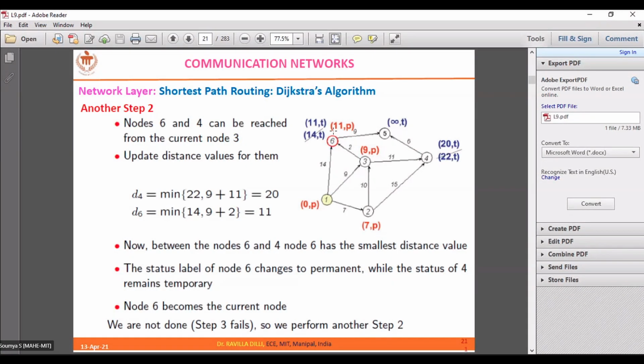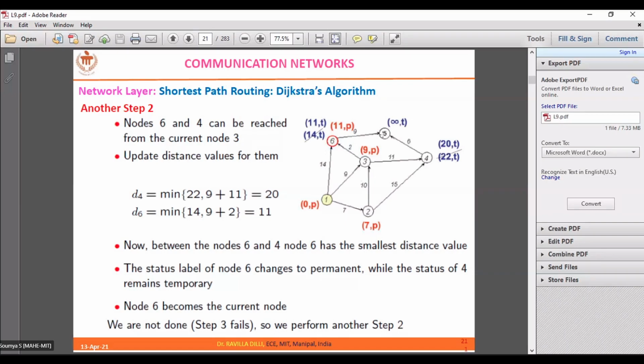Now you choose which will be the next working node. 6 is 11, 5 is infinity, 4 is 20. Which among these three is the least? Of course, it is 6. So go to 6. 6 is connected to 5. 6 is connected only to 5. It is not connected to 1. You cannot go back. This direction is not available.